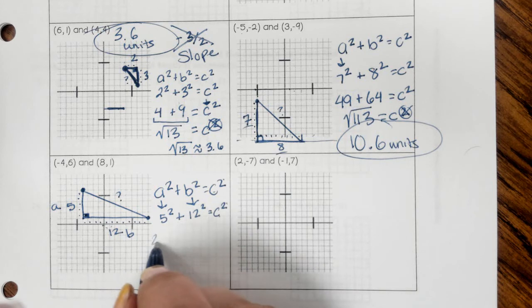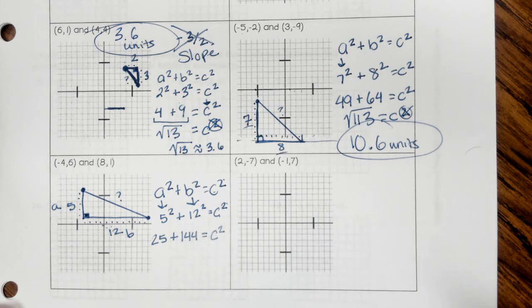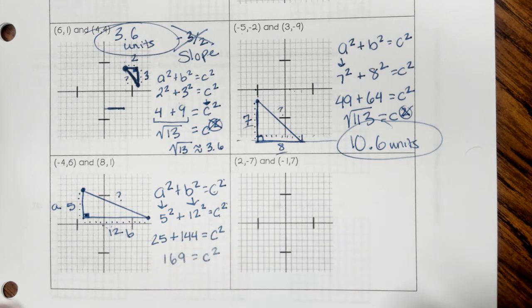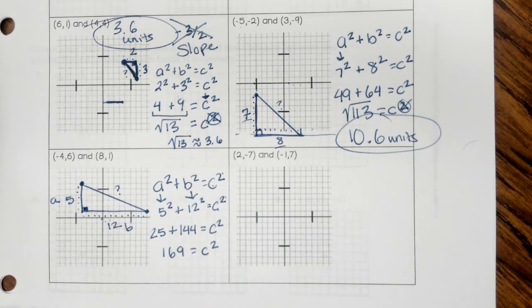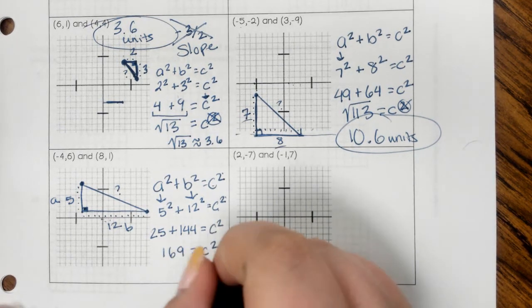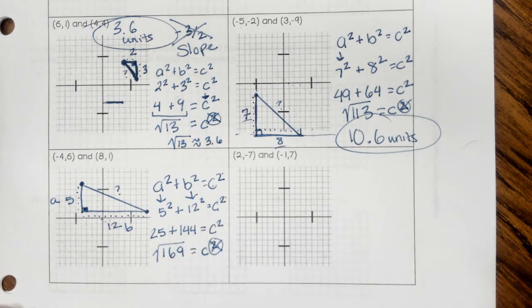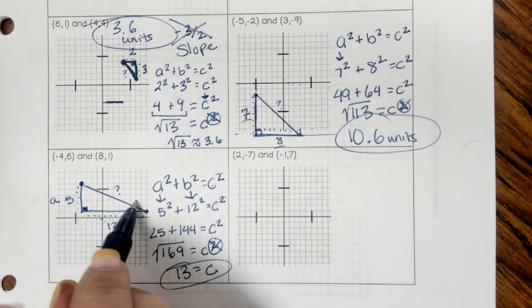5 squared is 25, plus 12 squared is 144, equals C squared. 25 and 144 is 169, equals C squared. You shouldn't need your calculator on this one because you're an excellent 8th grader who's totally memorized the squares and square roots that we talked about. The square root of 169 is 13. So the length of this line is 13.